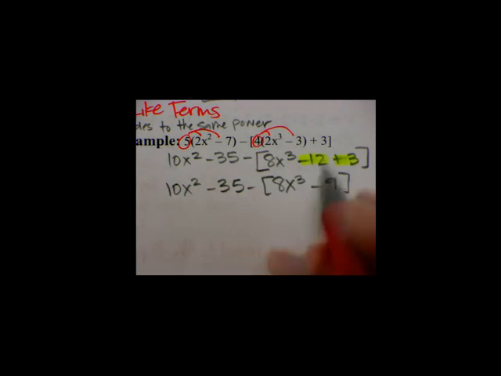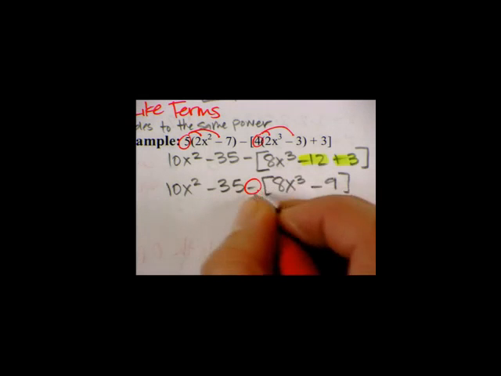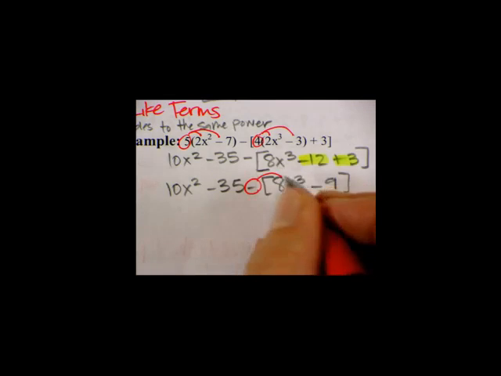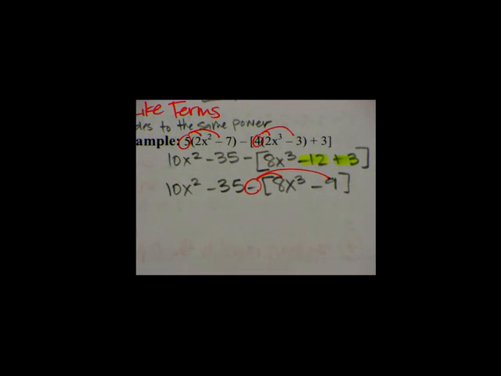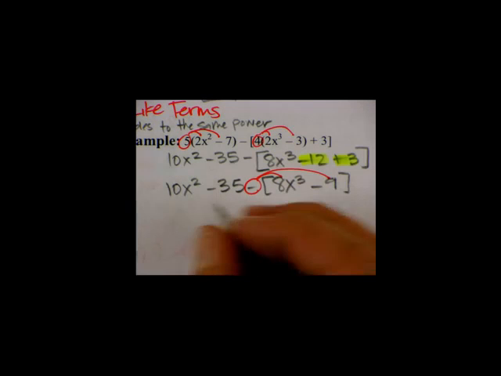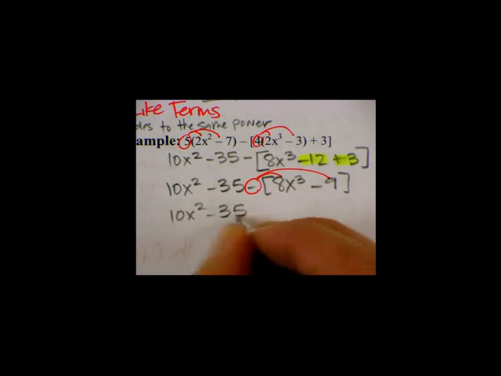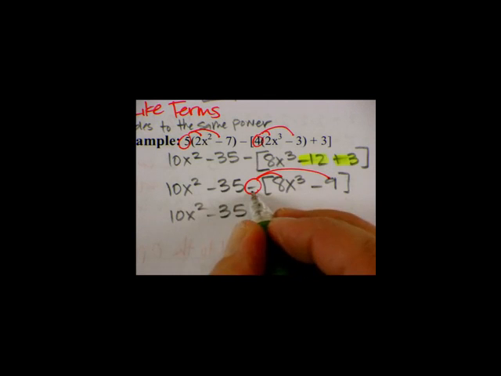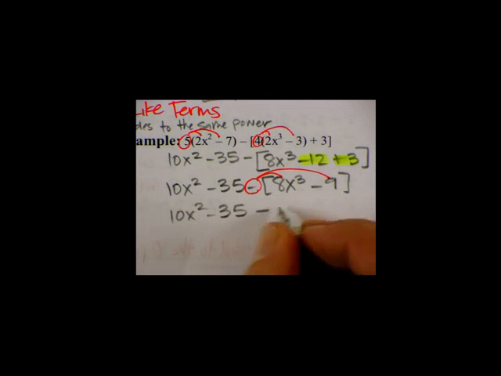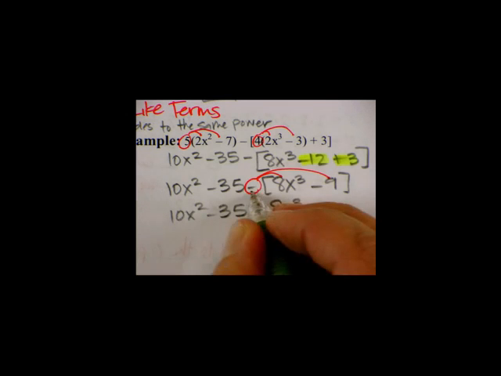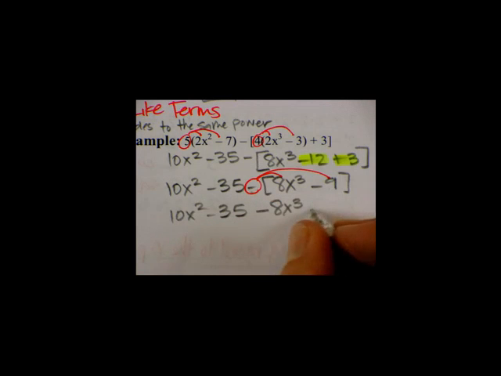I still have parentheses with something outside of it. I have a minus sign here. I need to distribute that negative to both terms. And I can think of this as a negative 1 if I wanted to. These two stay the same. 10x squared minus 35, and negative, I can think of this as negative 1 times 8x cubed. That's going to be negative 8x cubed. Negative 1 times negative 9 is positive 9. Parentheses are gone. I've distributed 3 times here.